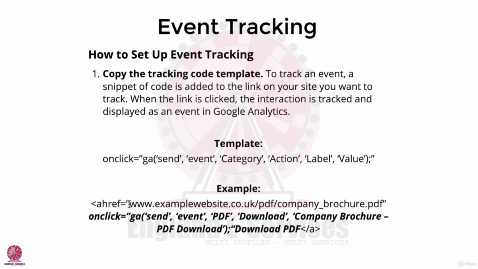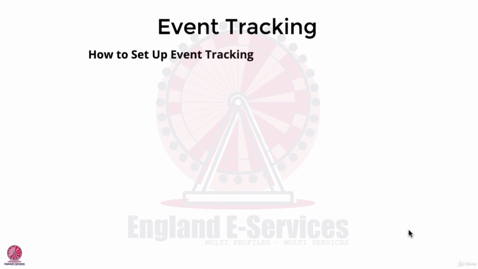What we have here is the normal link for them to download the PDF. Then we also have this extra information, where we're sending an event to Google Analytics saying they downloaded a PDF and it was this particular PDF. And this is the text that would appear on the website as a user reads it. They just see download PDF. They wouldn't see any of this extra information. So that's the first step, copy the tracking code template.